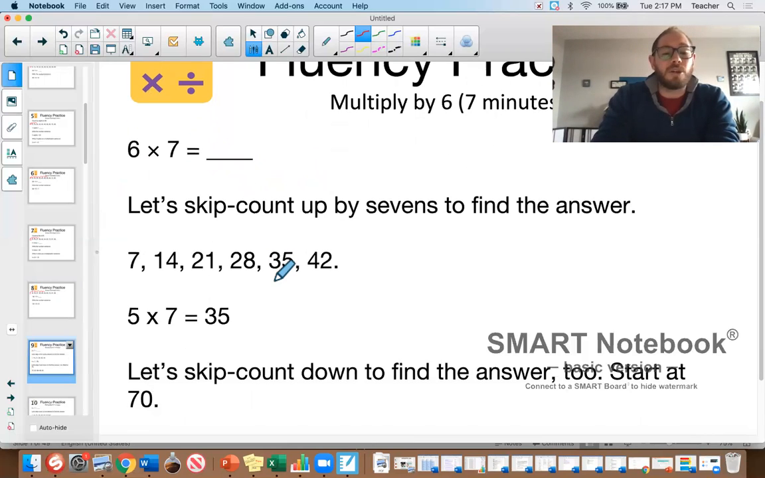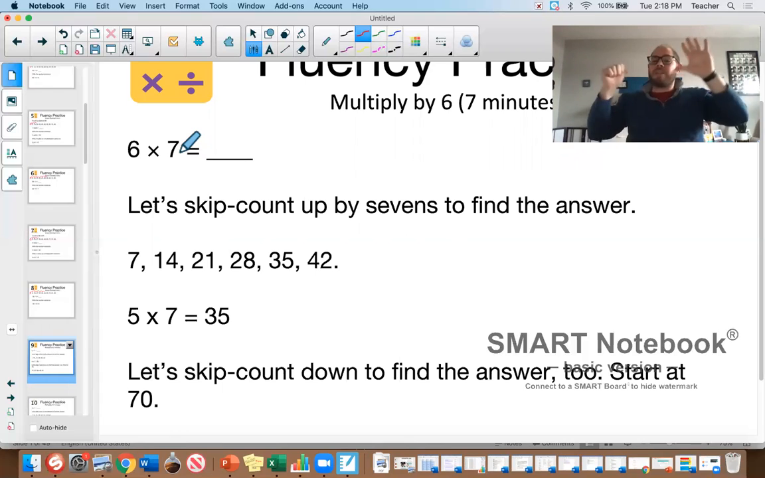Here we go. Let's do our 7s. We've already skip counted by 7s. So let's start off. We want 6 times 7. So we're only going to skip count for 6 fingers worth of 7s. So let's get ready. 0, 7, 14, 21, 28, 35, 42. I've got my 6 fingers, 6 groups of 7. That means 6 times 7 is 42.